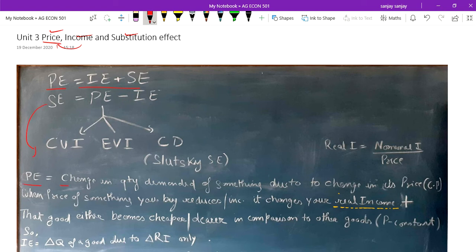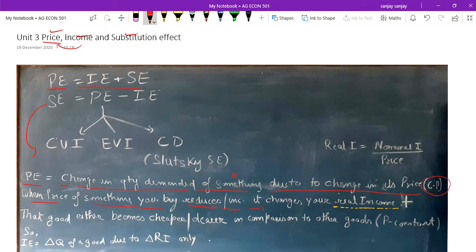Price effect is, let's say you're buying a commodity at its price in a certain quantity. When the price of that thing changes, you will definitely change the quantity that you are buying of it. There are two particular reasons because of which you are going to change that quantity. Price effect can be defined as the change in quantity demanded of something, let's say good X, due to its change in price, other things remaining constant, that is called ceteris paribus. When the price of something you buy reduces or increases, you are definitely going to change the quantity that you were buying earlier. You are changing it because of two reasons.